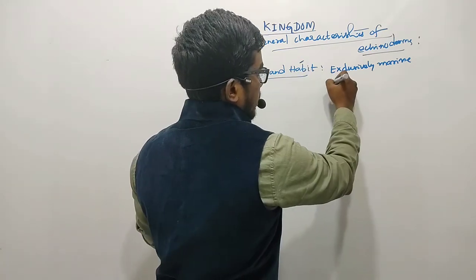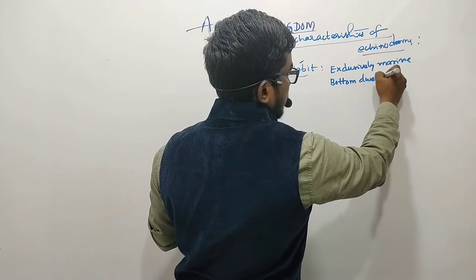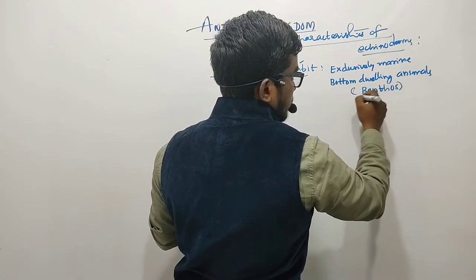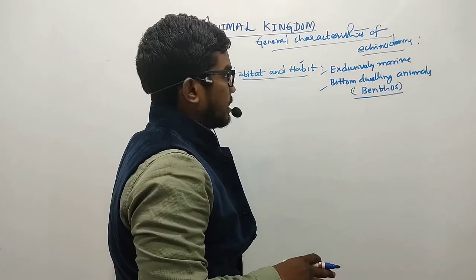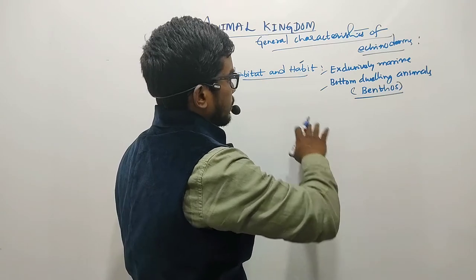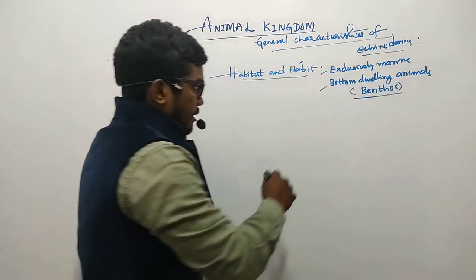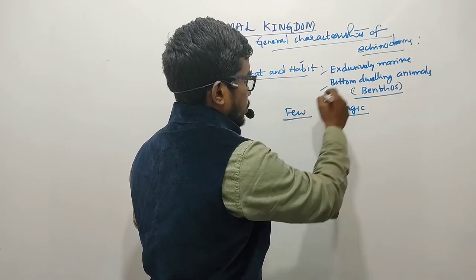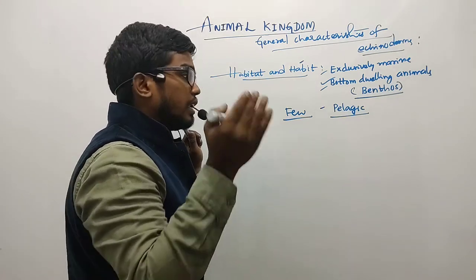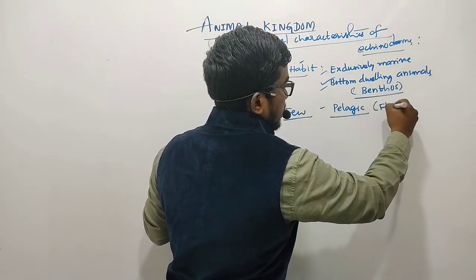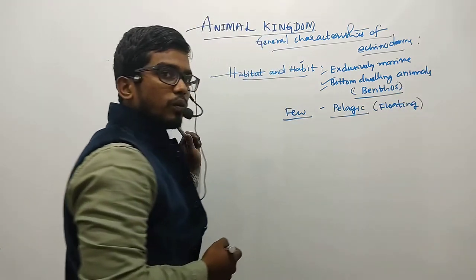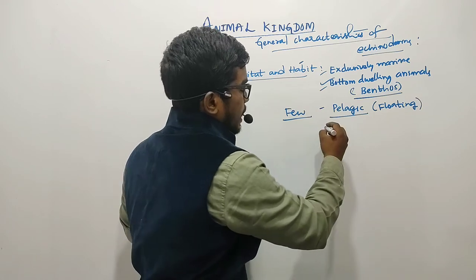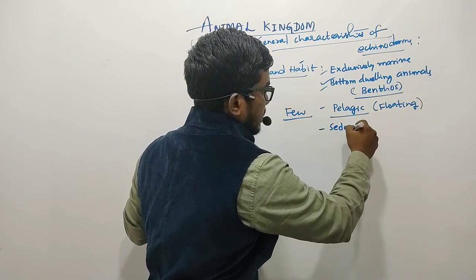Coming to their habit, they are bottom dwelling animals. So when I say benthos, that means they generally live deep inside the sea, very deep. In fact, you can find these organisms at the bottom. Further, let me tell you that they can also be pelagic. Most of them are bottom dwelling, but very few are present floating on the surface of the sea or open waters.